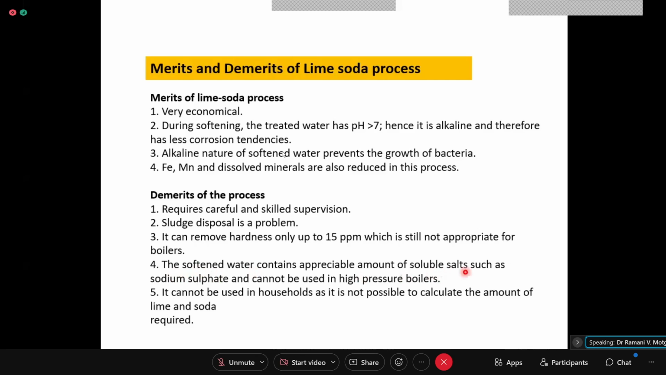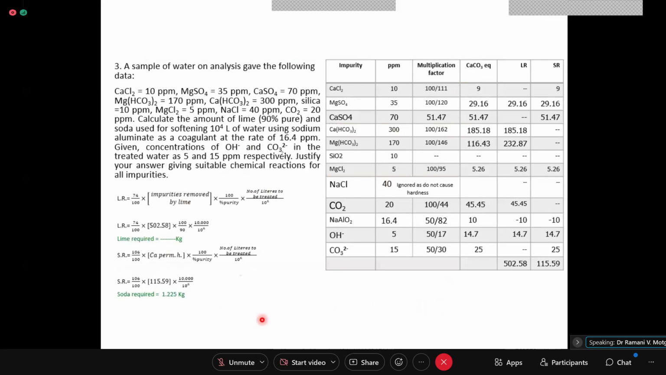So soluble salts such as sodium sulfate cannot be used in high pressure boiler. Water rich in sodium sulfate can't be used in high pressure boiler. It can't be used in household as it is not possible to calculate the amount of lime and soda required. So in household it is not possible to use.